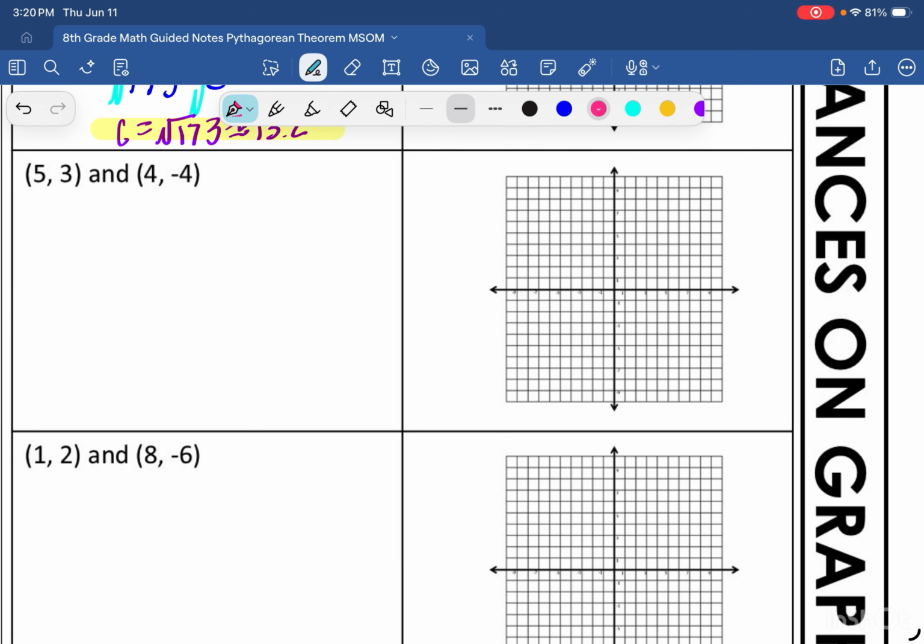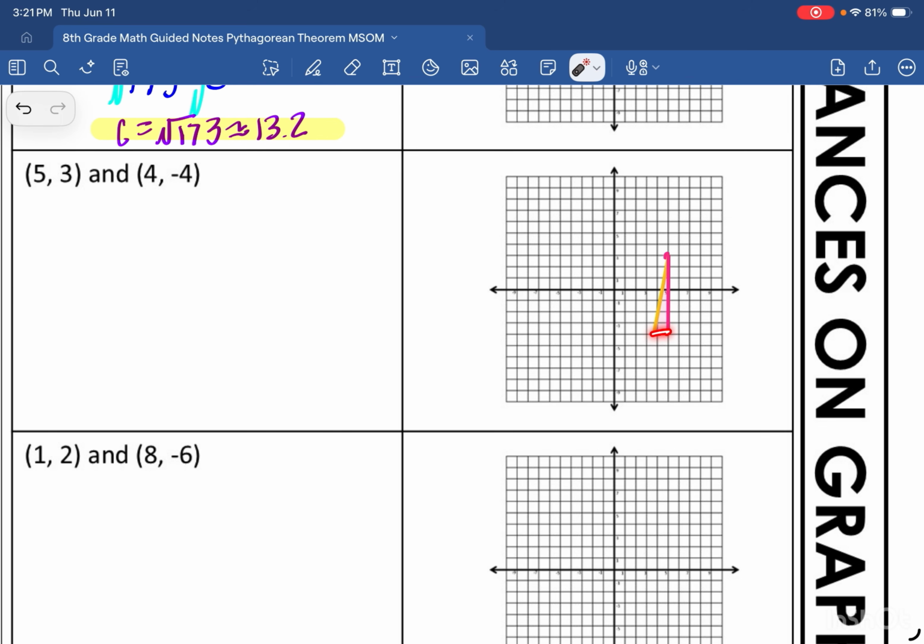Next question, I have the point 5, 3 right here, and the point 4, negative 4 right here. And I'm trying to find this distance that is right here between them. I'm going to create a right triangle and label the distances on the triangle. So the bottom distance is 1, and then the distance on the side is 1, 2, 3, 4, 5, 6, 7.